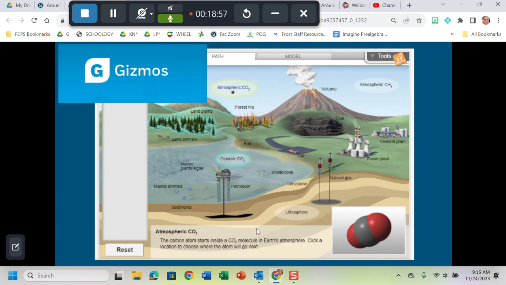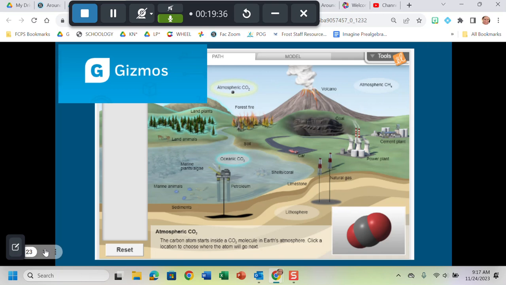power plant probably. And so if you try to click on something and it doesn't let you make a link, it means you just can't go directly there. If you try to click and it does allow you to link, it will give you information about the next item. So right now I've clicked on atmospheric CO2, and it's telling me that the carbon atom starts inside a carbon dioxide molecule, and you can click a location to choose where the atom will go next. Again, you can only click on places that it could realistically go. And if you need to reset at any time, you're going to click reset. Sometimes you're going to need to do that so you can start over and go to a different location.